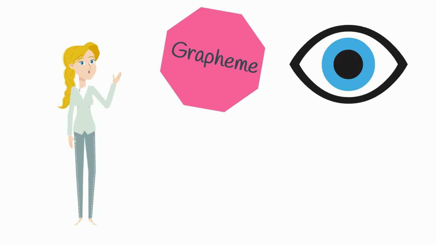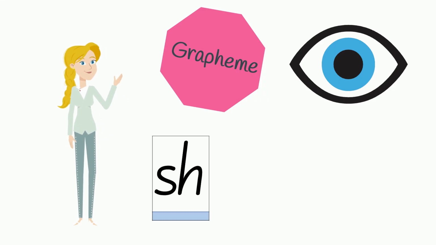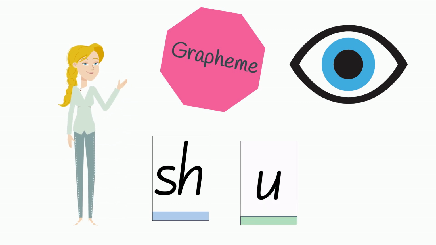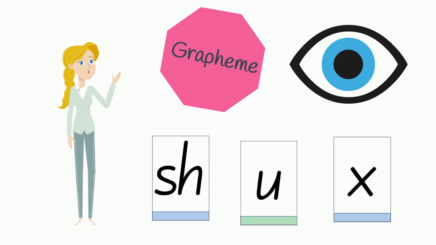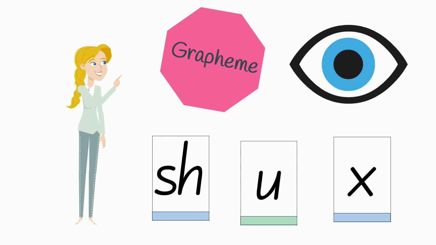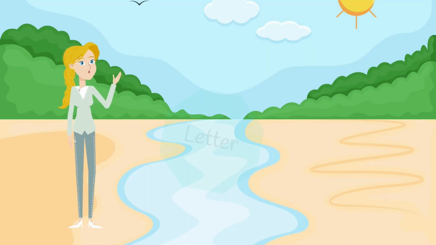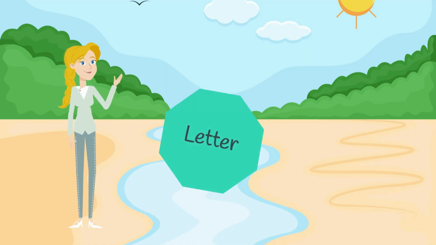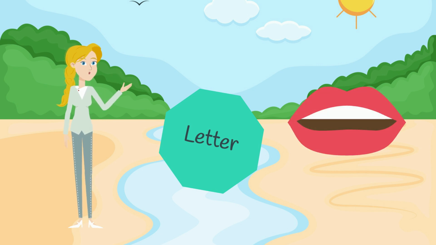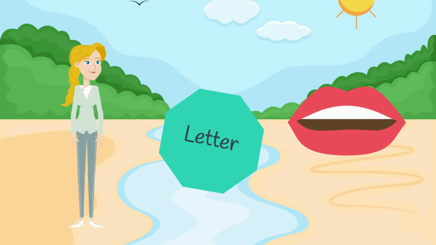Here are some examples of graphemes. They are the written down symbols we use to represent the phonemes. We can see these images with our eyes. The word letter refers to a character from our alphabet. When we talk about letters, we don't have to have them written down.